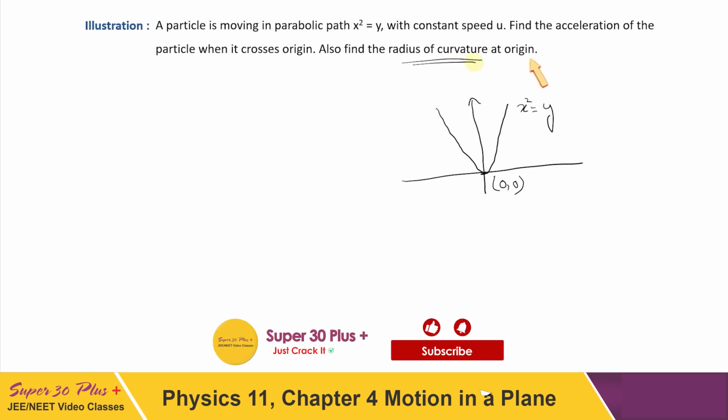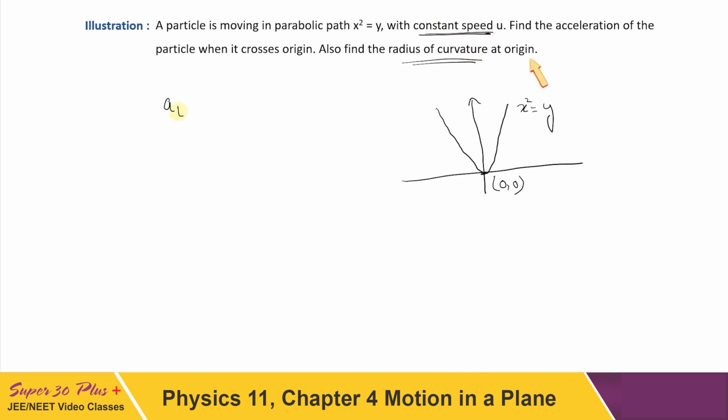So let us start now. First thing is that particle is moving with constant speed. So from here itself we can say that tangential acceleration has to be 0, because tangential acceleration is responsible for change in speed. So it has to be 0. What about the centripetal? That would be equal to v square by rho. Now let us start with the equation that is provided. It is x square is equal to y.